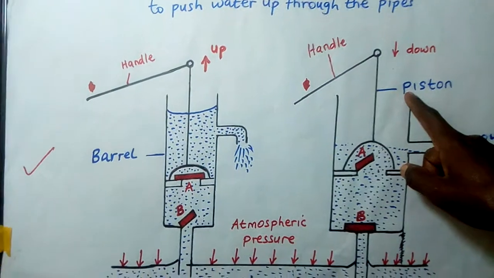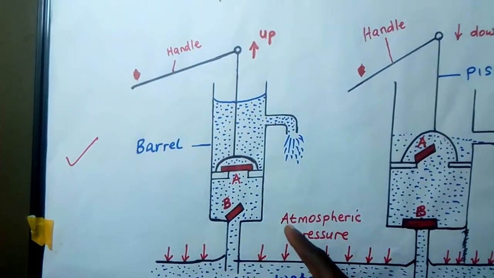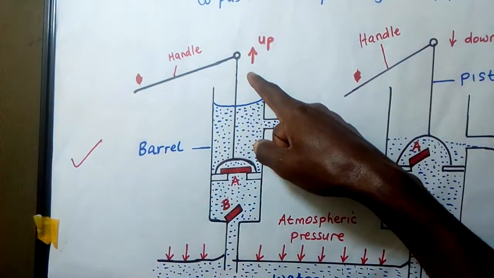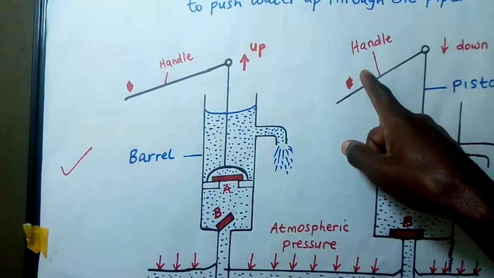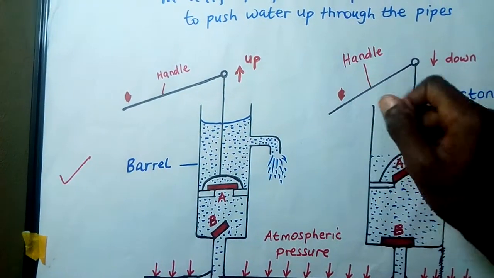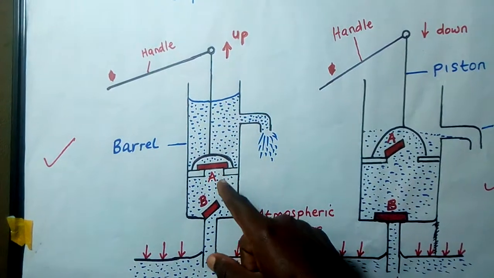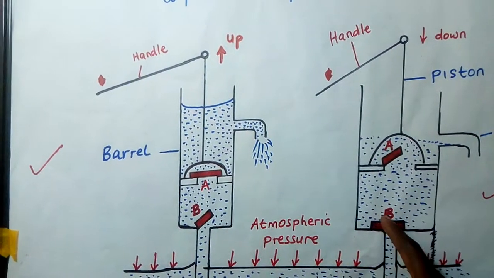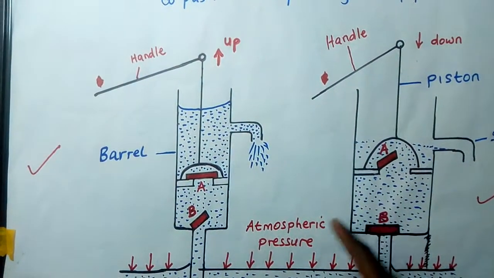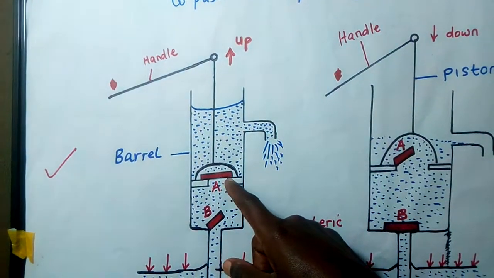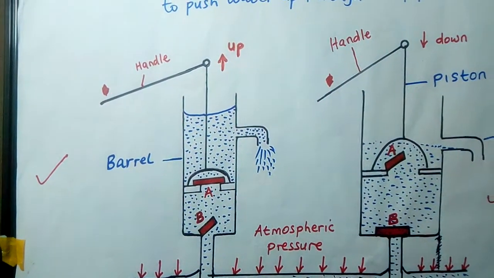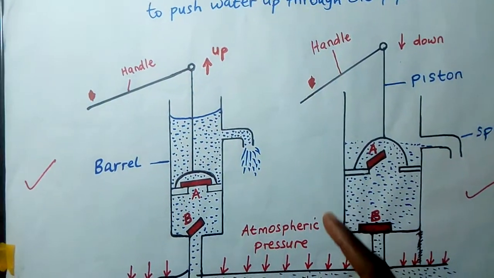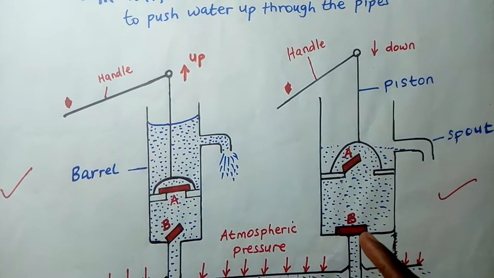Now briefly, there are key things you need to know about the lift pump. You have the handle, which helps in moving the piston up or down. Then we have two valves, A and B. The upper one is called A, the lower one is B. One interesting thing about these valves is that when one is open, the other closes. So we shall see when A closes, when B closes, and when A and B open.